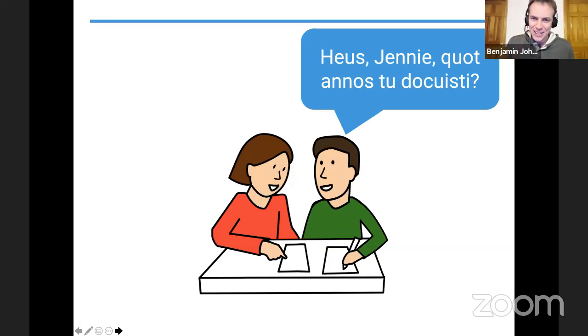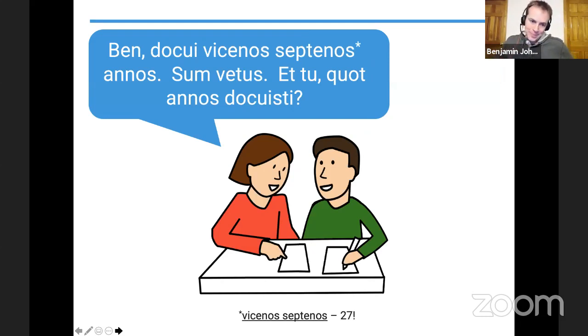Hey, Jenny. Quod annos tu docuisti. Here we don't have translations for you guys, but I want you to think about what this means. Maybe for quod annos, for how many years, an accusative of extent of time, have you taught? Docui vicenos septenos annos sum vetus. So in the work we're going to do today, we're going to encounter some of these special numbers. They're called distributive numbers. Vicenos septenos, I've taught for 27 years.